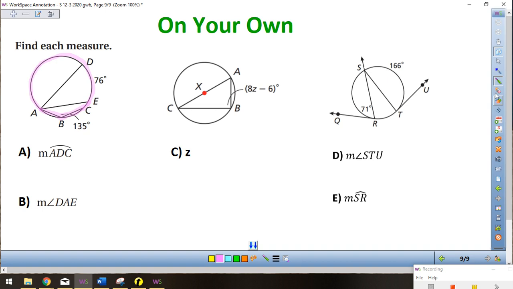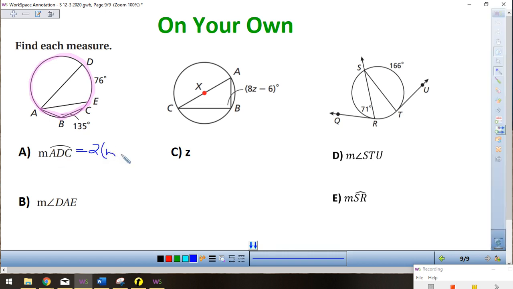So that means my measure of arc ADC is double the measure of angle ABC. So 2 times 135 is going to give you 270.